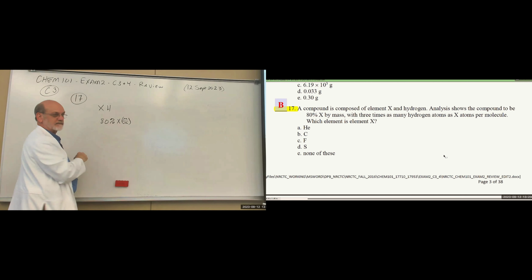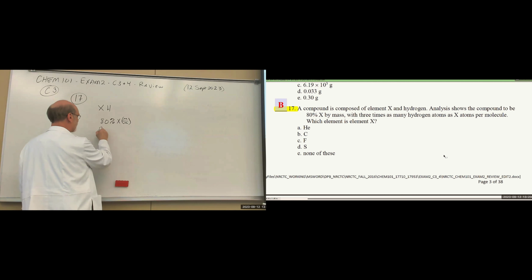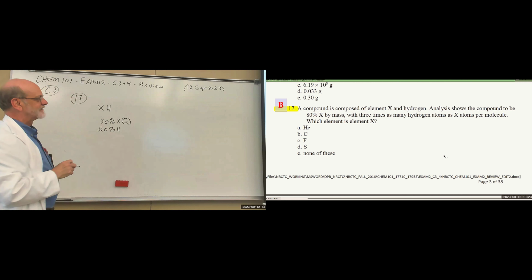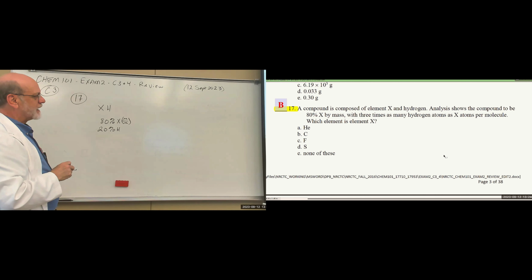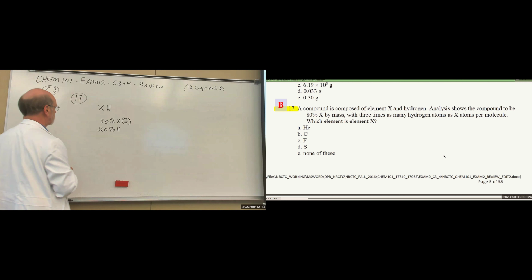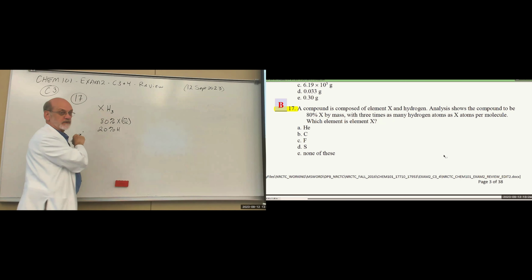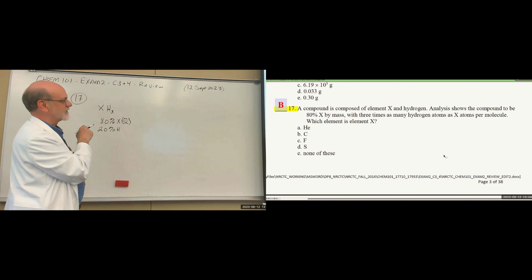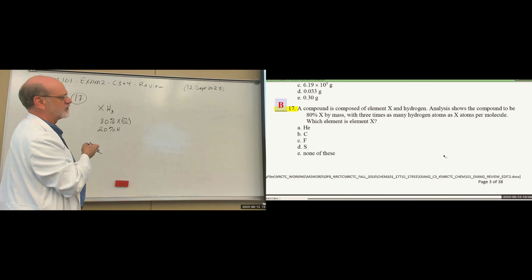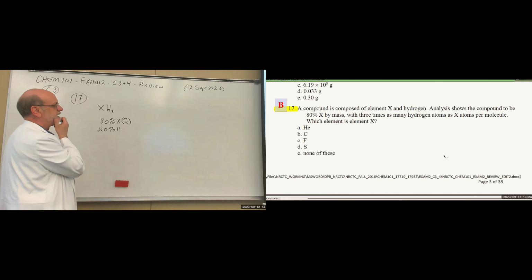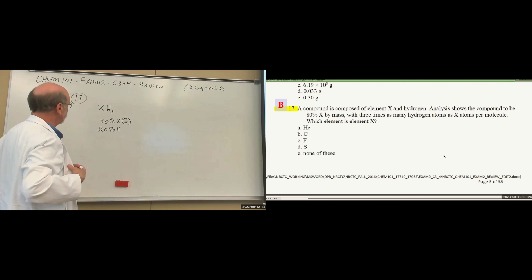Right. So what does that make hydrogen? 20% hydrogen. Okay. With 3 times as many hydrogen atoms as X atoms. So we got 3 times as many hydrogens as we do X. 3 of these for every one of those, right? Okay, so far we're extracting information from the problem. Which element is element X? All right. So how can we find out X?